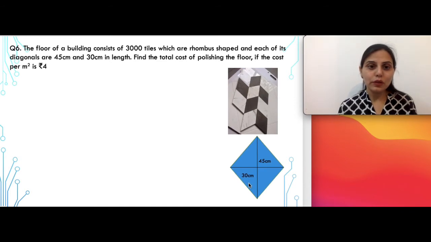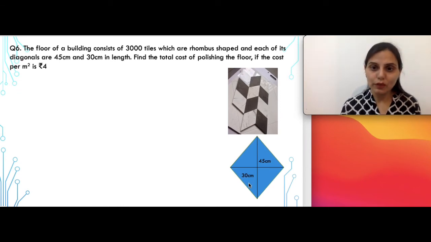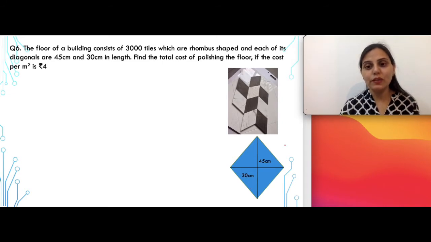In this question, the floor of a building consists of 3000 tiles which are rhombus shaped, and each of the diagonals are 45 centimeters and 30 centimeters in length. We need to find the total cost of polishing the floor, and the cost per meter square is given as rupees 4.